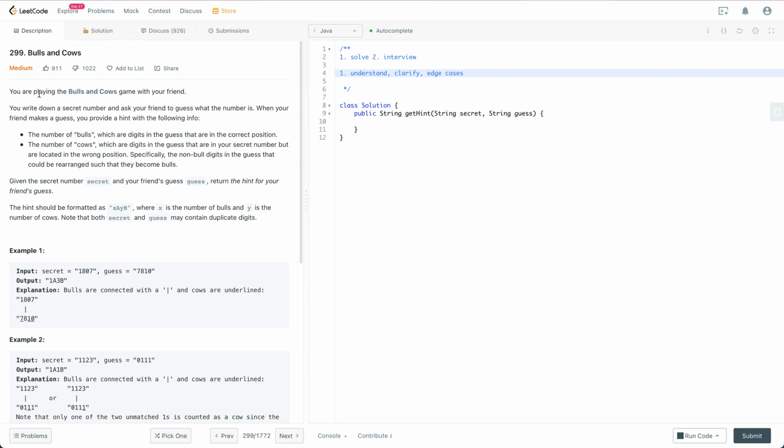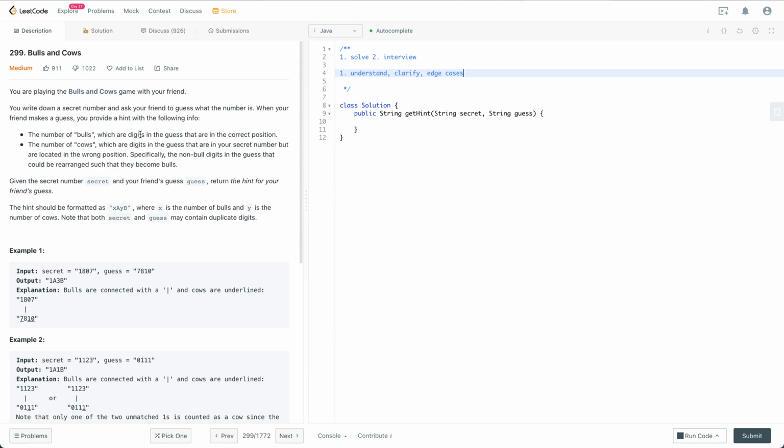So you're playing the bulls and cows game with your friend. You write down a secret number and ask your friend to guess what the number is. When your friend makes a guess, you provide a hint with the following info: the number of bulls, which are digits in the guess that are in the correct position, and the number of cows, which are digits in the guess that are in your secret number but are located in the wrong position. Specifically, the non-bull digits in the guess that could be rearranged such that they become bulls.